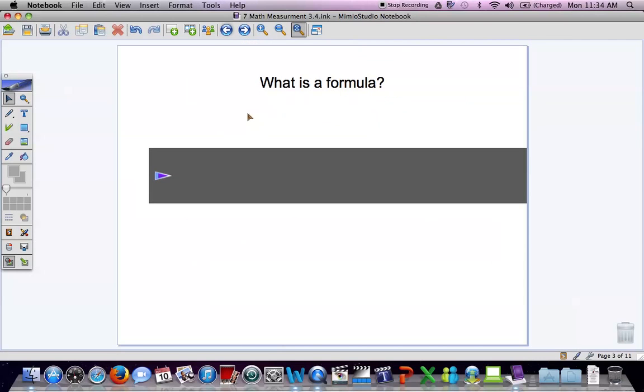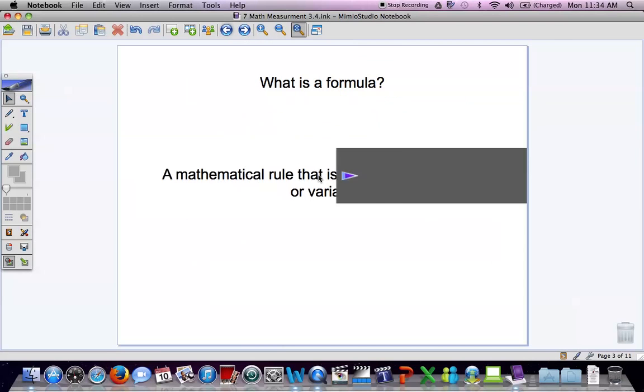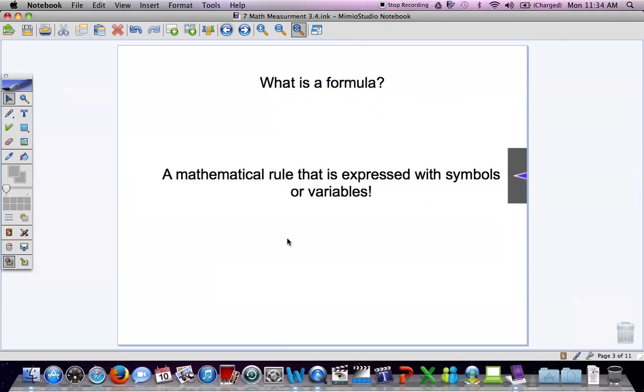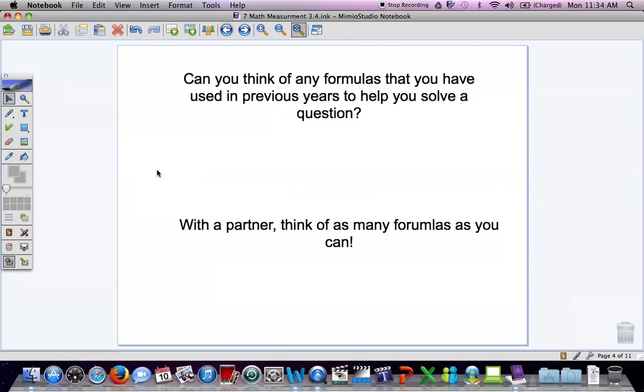A little further than that is, what's a formula? These are rules that are expressed with symbols of variables and they're constant. And so we're going to go through some examples here. Can you think of any formulas you've used from previous years to help you solve a question?